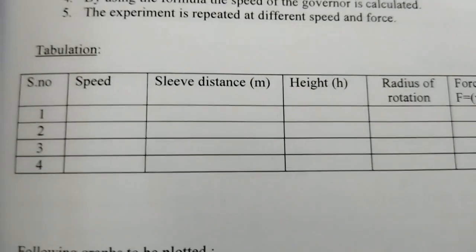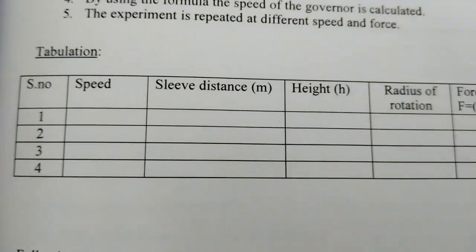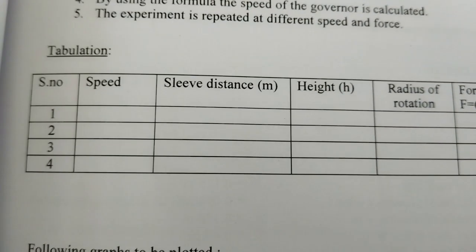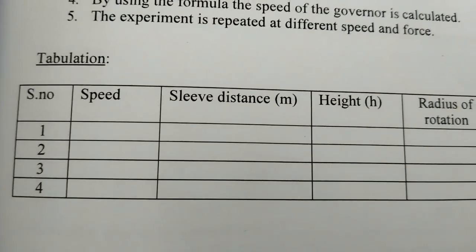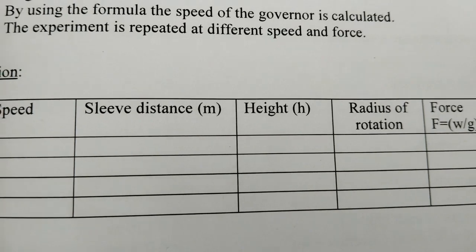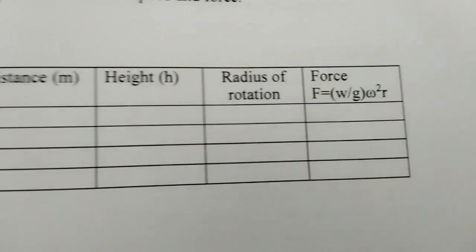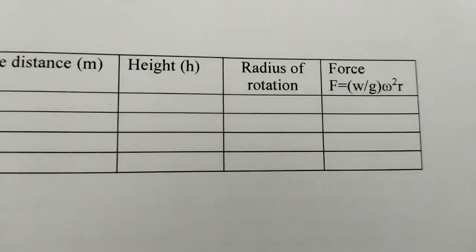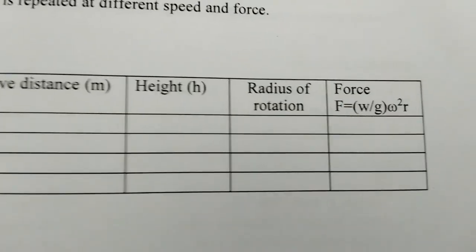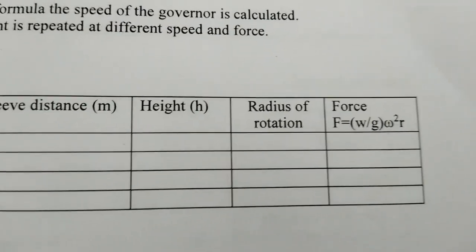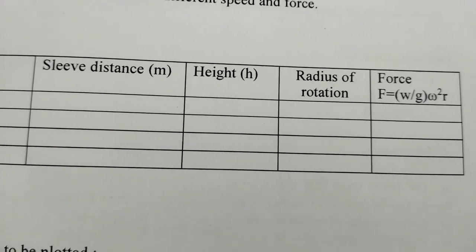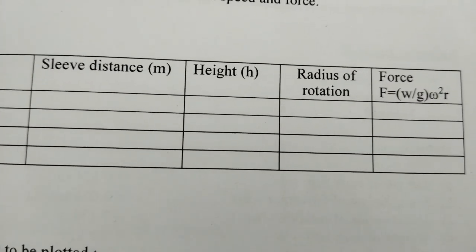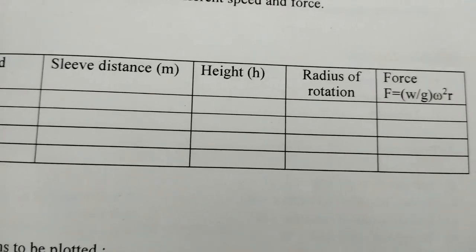So this procedure we do 4 times. We gradually increase the speed and then take the sleeve displacement, and based on the sleeve displacement and the speed value we calculate the height, radius of rotation and centrifugal force of the governor. So result: at different motor speeds the sleeve lifts are noted, and the corresponding governor speed and sensitivity are calculated. Thank you.